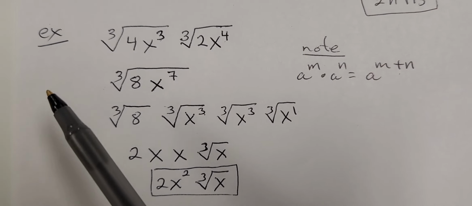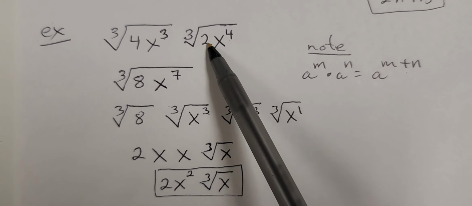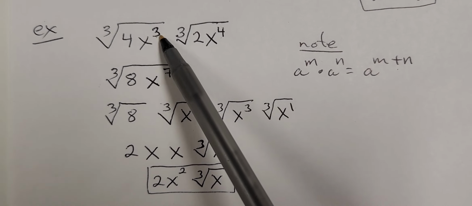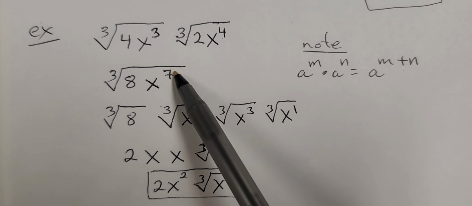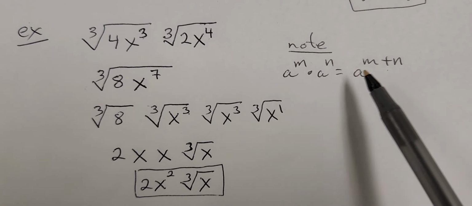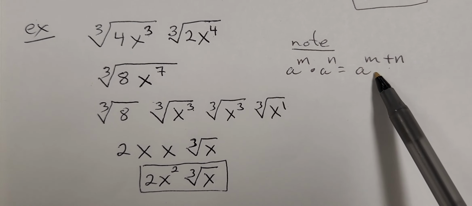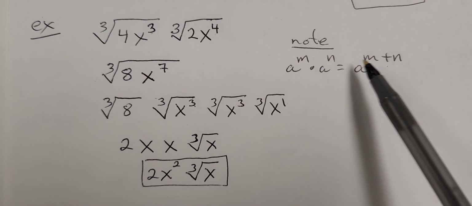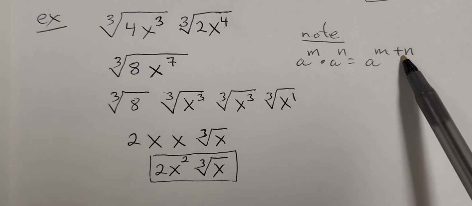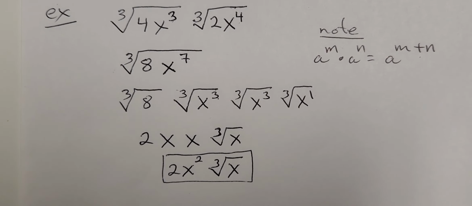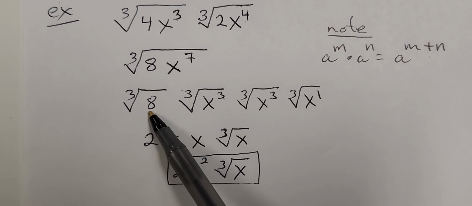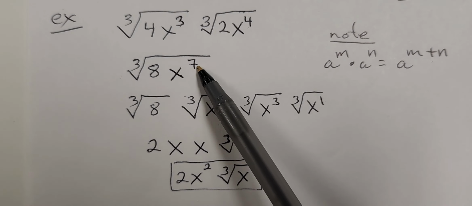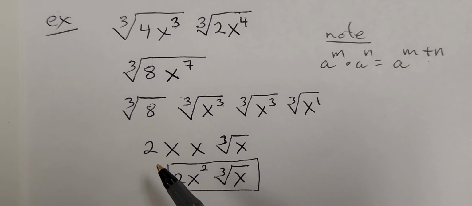One more time. 4 times 2 gives me 8. This 3 and this 4, 3 plus 4 gives me 7, based on the product rule of powers. We can add the powers. Next, we're going to separate them individually. So cube root 8 by itself. Now this 7, we want a group of 3.